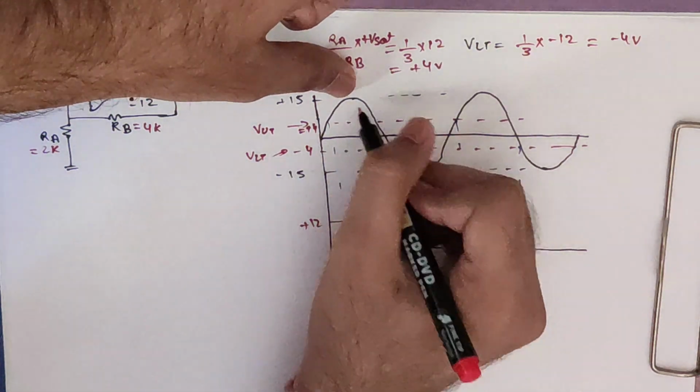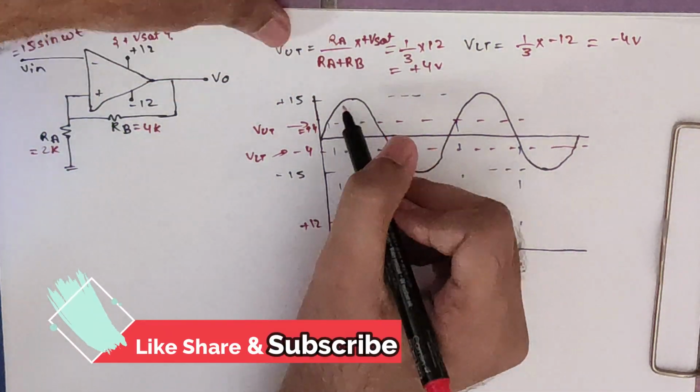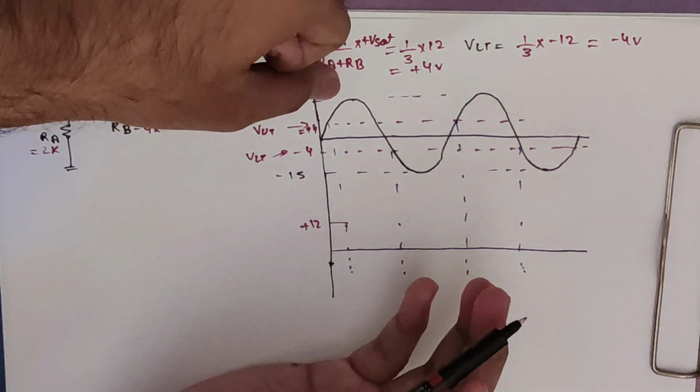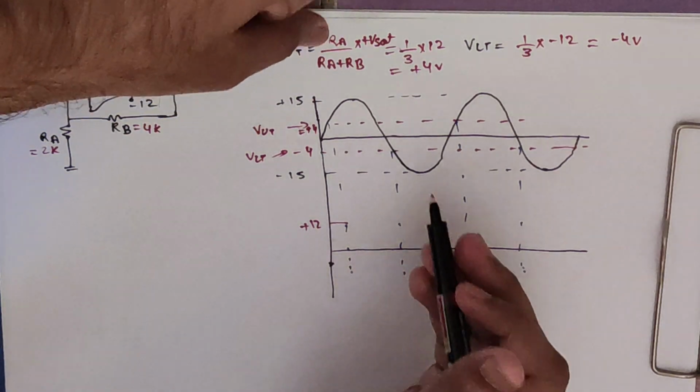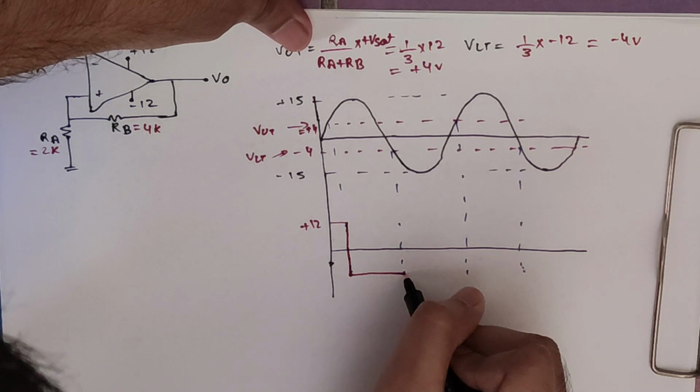Now at this instant our input voltage crossed our upper threshold voltage. Basically the inverting terminal voltage has a more positive voltage as compared to the non-inverting terminal voltage. So we will get minus Vsat at the output.